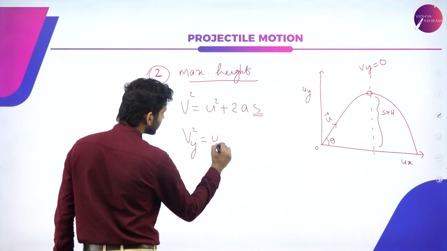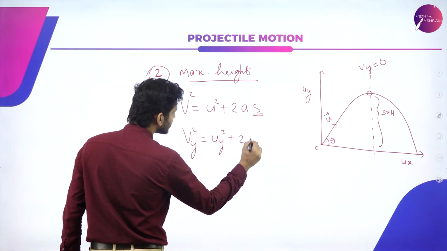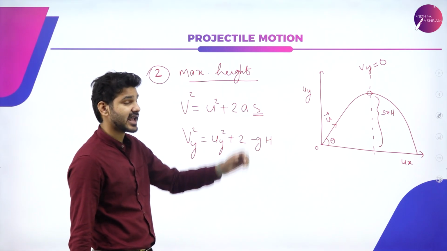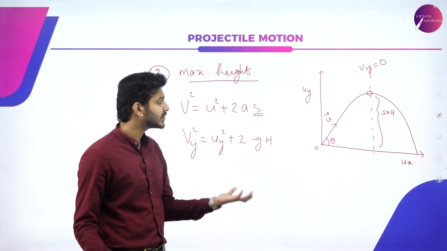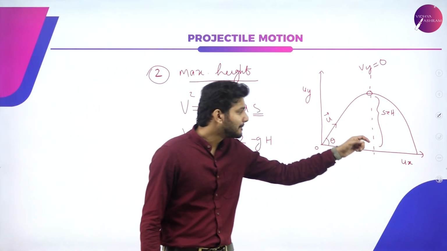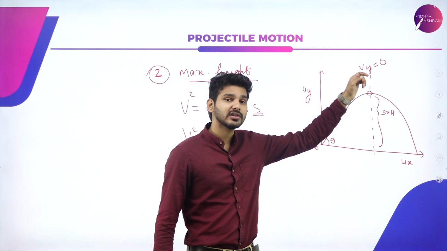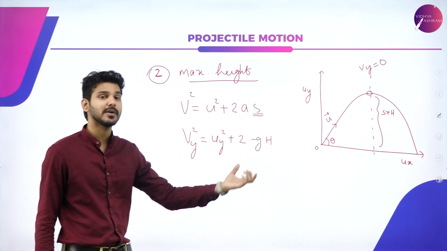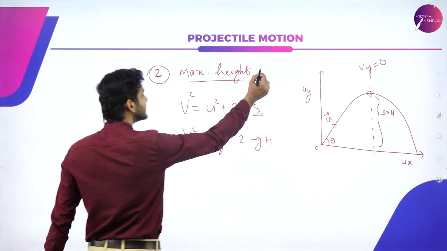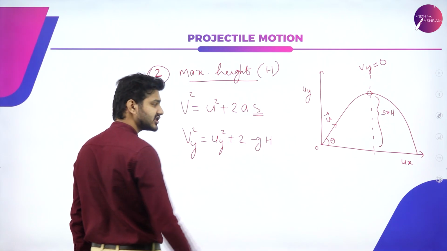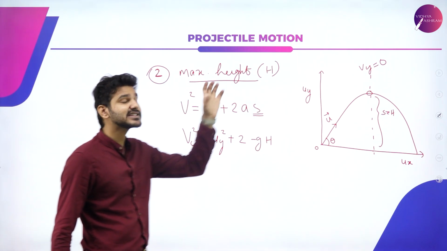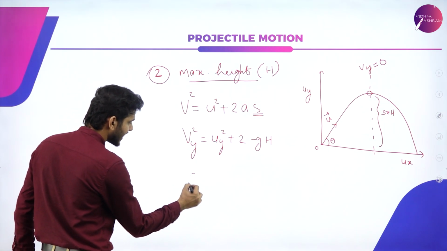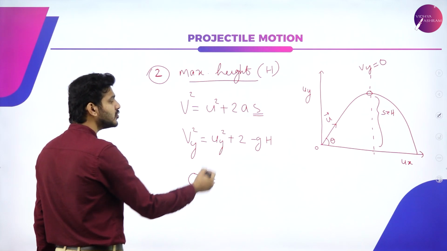Again, we are only going to consider the y components. vy square is equal to uy square plus 2 into minus g into h. Here again, acceleration is provided by acceleration due to gravity, and s is the maximum displacement, or simply the maximum height of this curve, and that is denoted by capital letter H. Again, we know that at maximum height, the velocity component will be equal to 0. So we can see that 0 will be equal to uy square.